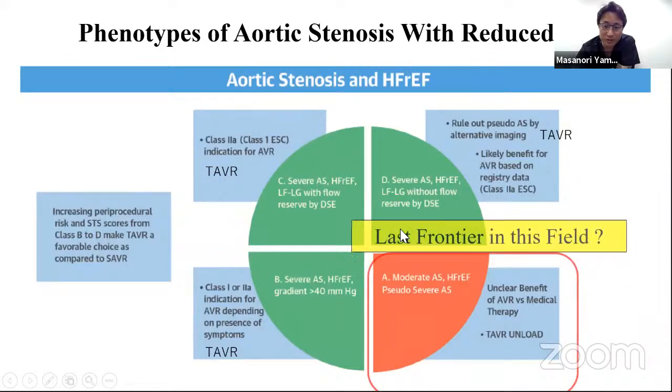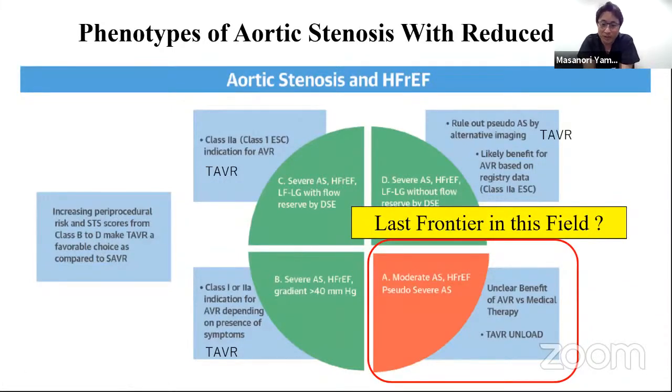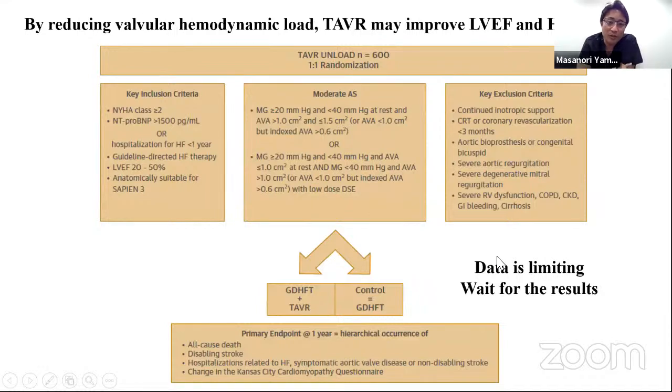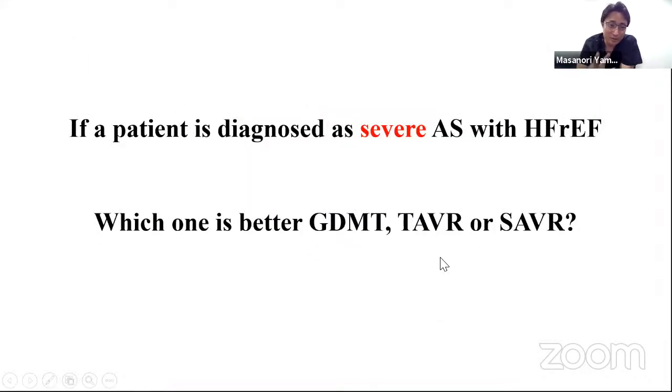And the most challenging field is moderate AS with heart failure, reduced ejection fraction. It means pseudo AS or simply moderate AS, but it is very challenging and there is a very interesting ongoing randomized trial. The TAVR UNLOAD trial is a 1-to-1 randomization in patients with moderate AS, patients with medical therapy plus TAVR and patients with only medical treatment. But these data are so limited, and we wait for the results of this very interesting pivotal randomized trial.